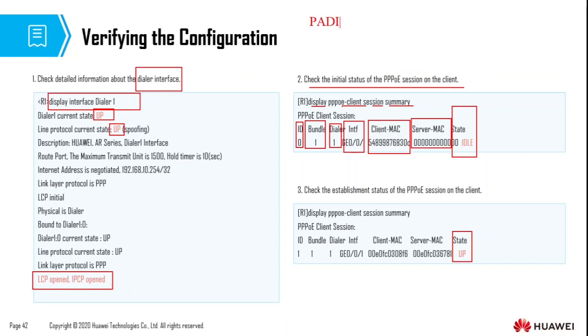Under state, you can also have PADI. So this means that the current session is in the discovery stage, and it means that the PADI packet has just been sent out. So we are still under the discovery stage, and we've sent out the initiation packet. Otherwise, the state can also be PADR, meaning that the current session is still in the discovery stage, and we've just sent out the request packet. So other than idle and up, we can have PADI and PADR on the state there. Okay.